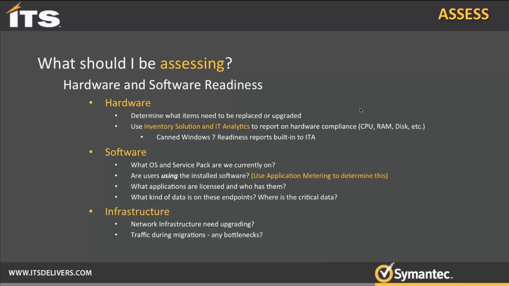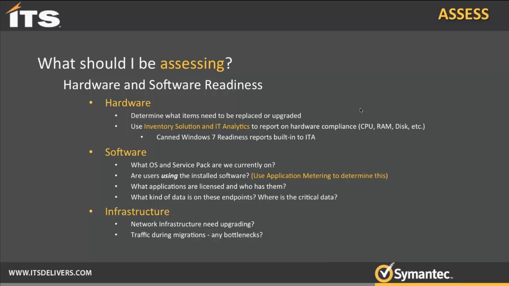As much as we love to upgrade hardware, we've got to check out our software too. What OS and service pack are we currently on? That may make a difference between some of your applications. If we're running Service Pack 3 for XP, maybe there's a little bit more compatibility on some of the applications that you'll be running with Windows 7 or Windows 8. But we also need to verify what applications are compatible with Windows 7 and Windows 8. What applications are the users actually using? That's a big one. Why are we going to migrate this software if users aren't even launching them?